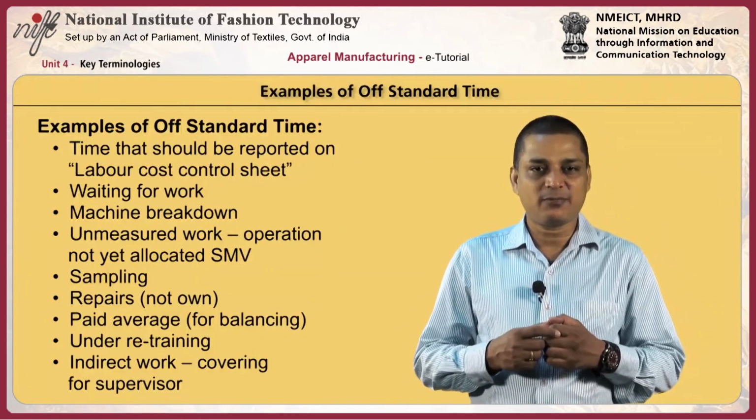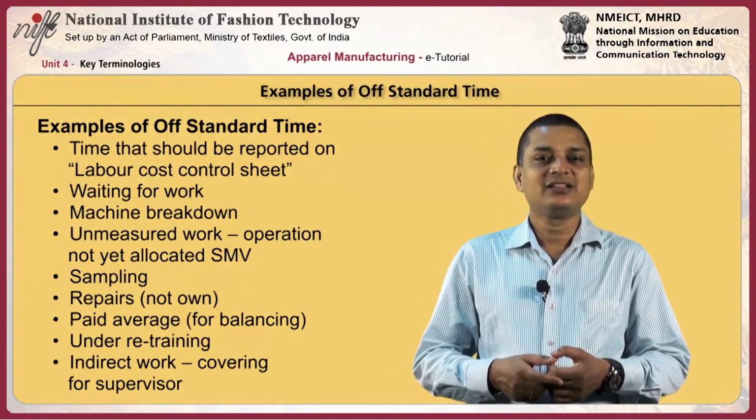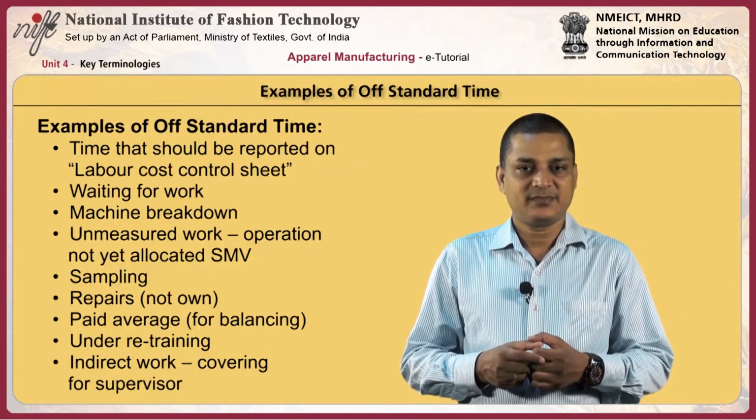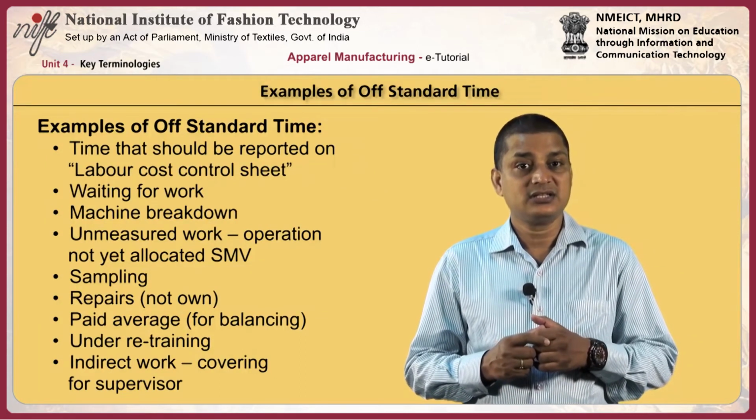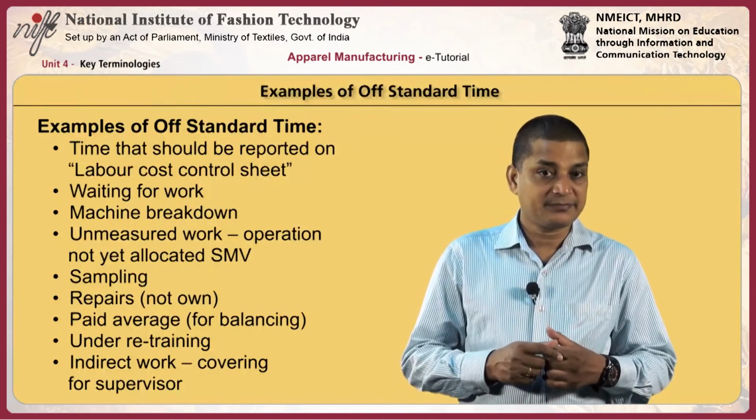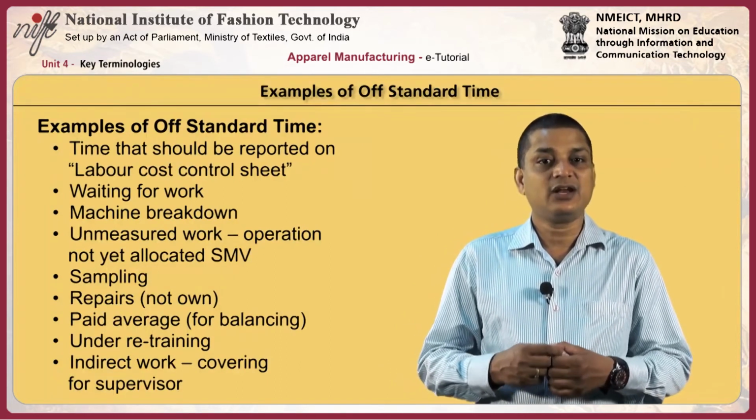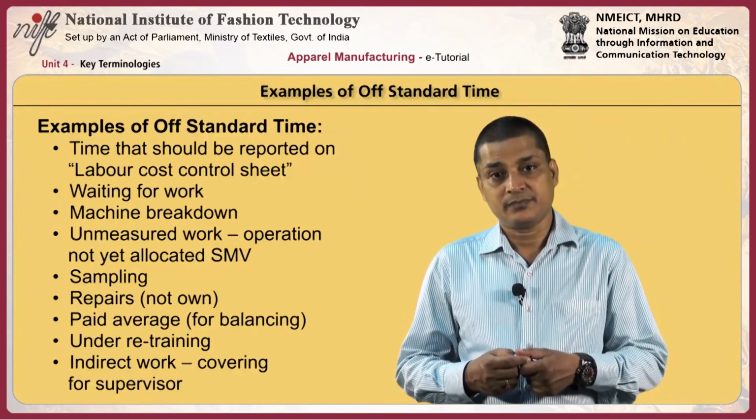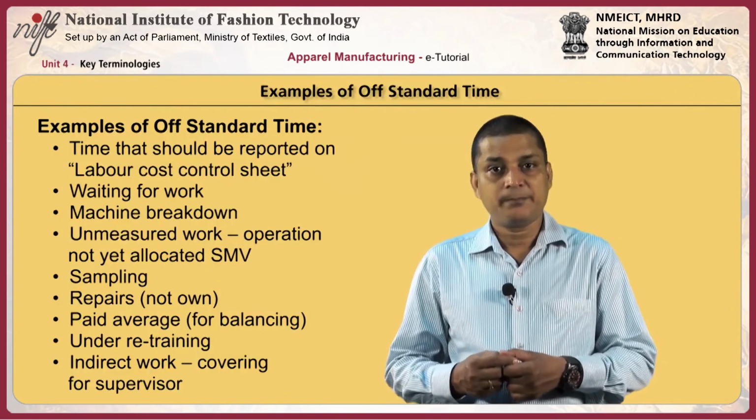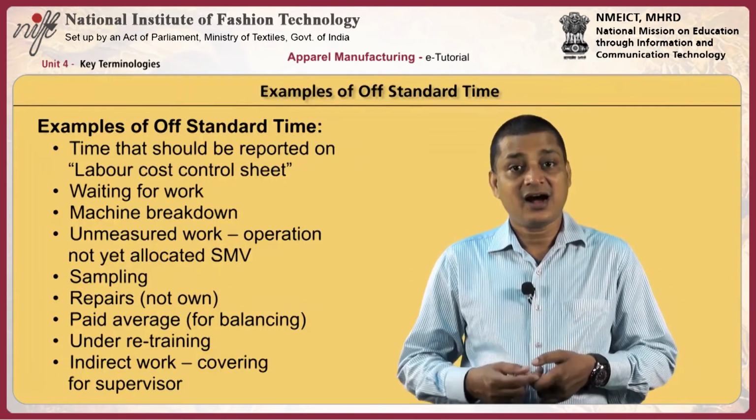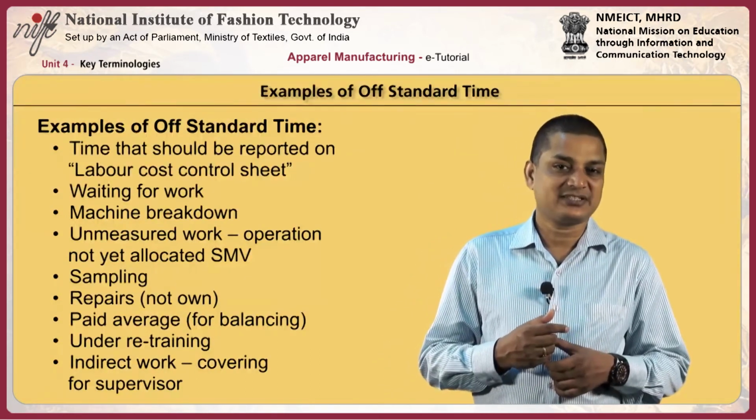Off standard time is the time the operator spends on unmeasured work or measured work that is classified as off standard. Examples of off standard time are time that should be reported on the labor cost control sheet, waiting for work, machine breakdown, unmeasured work, operation not yet allocated, single minute value sampling, repairs not own, paid average for balancing, under retraining, and indirect work such as covering for a supervisor.